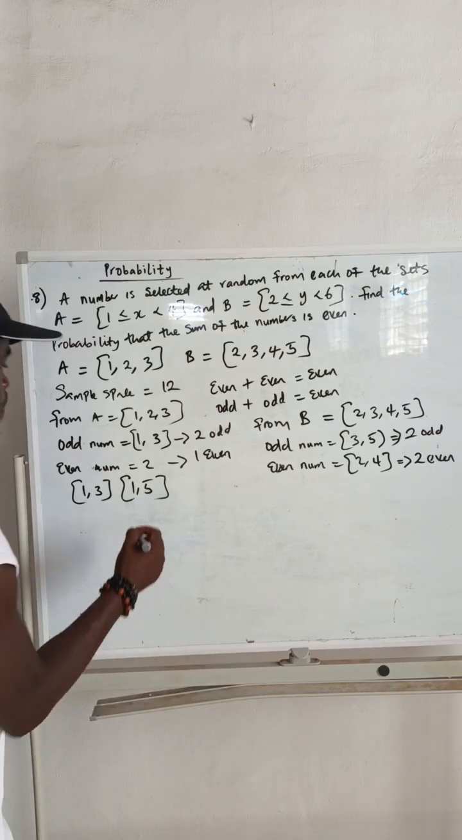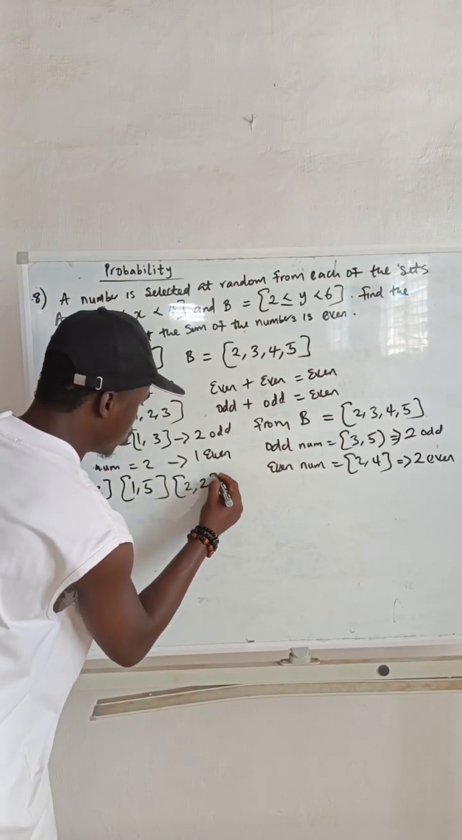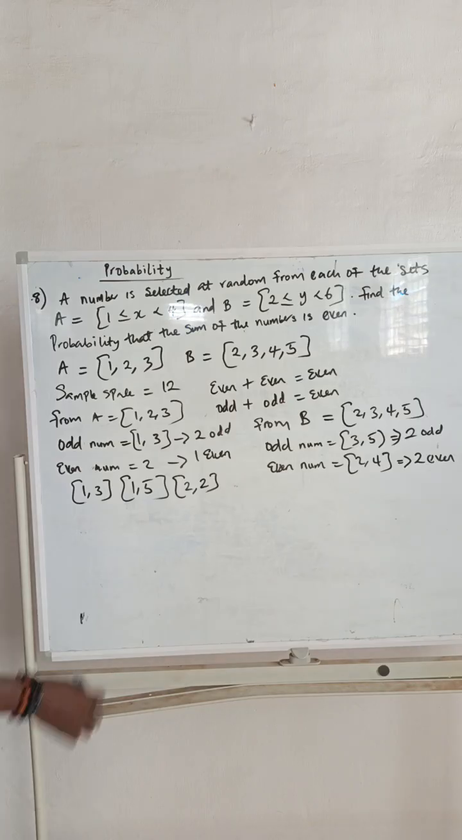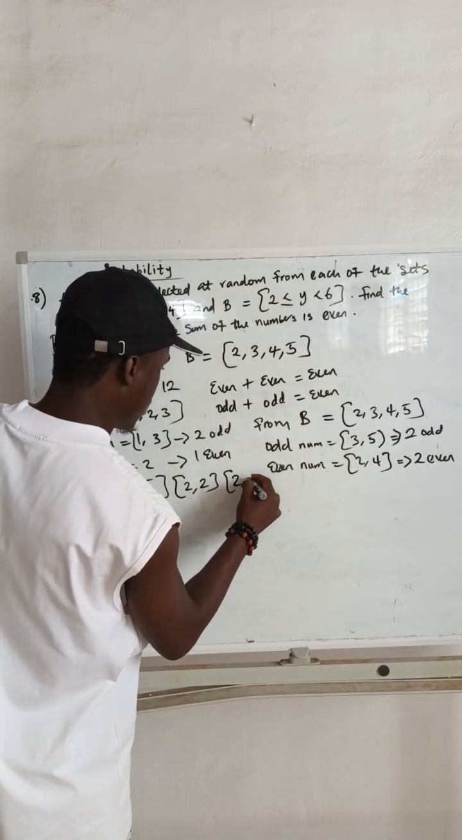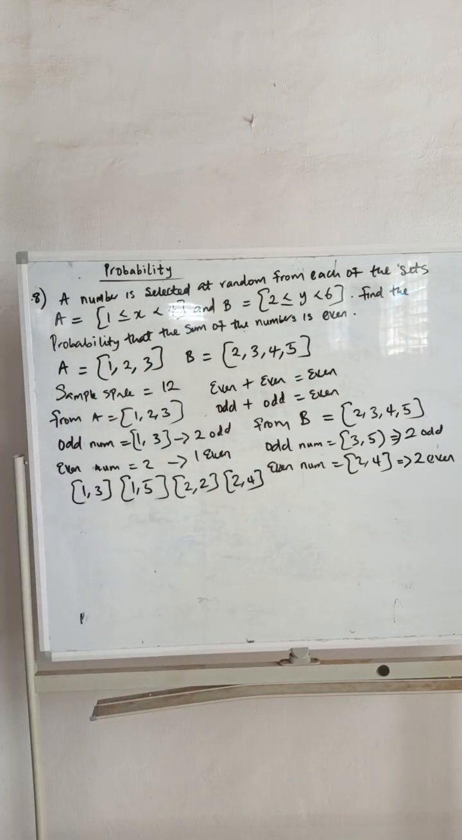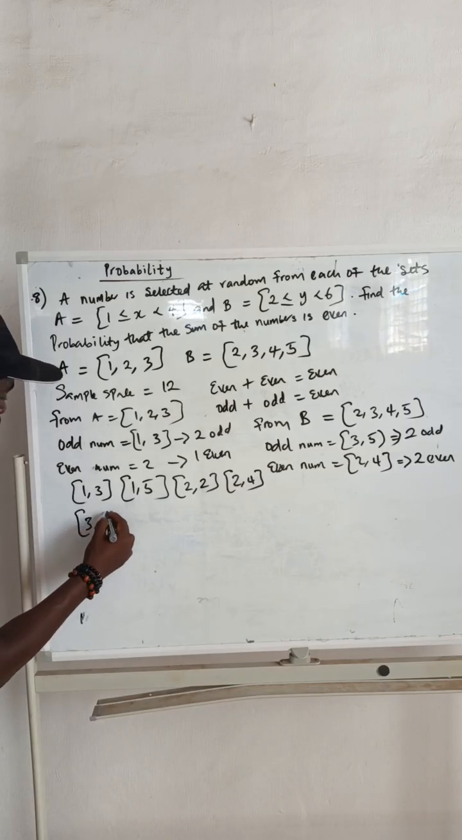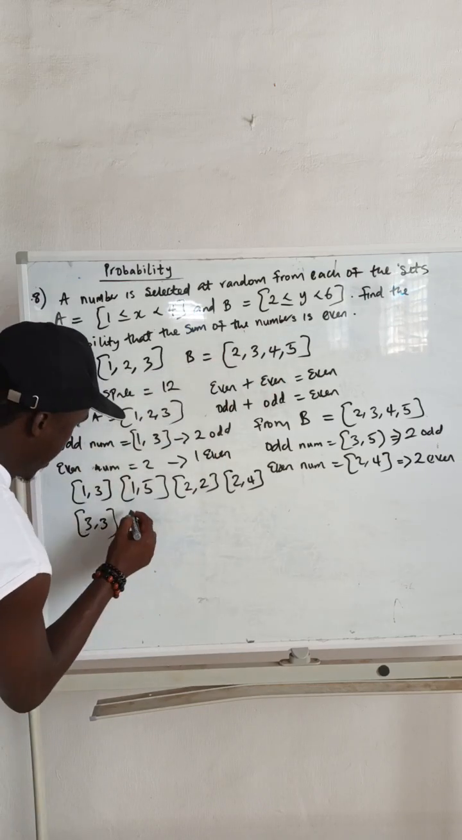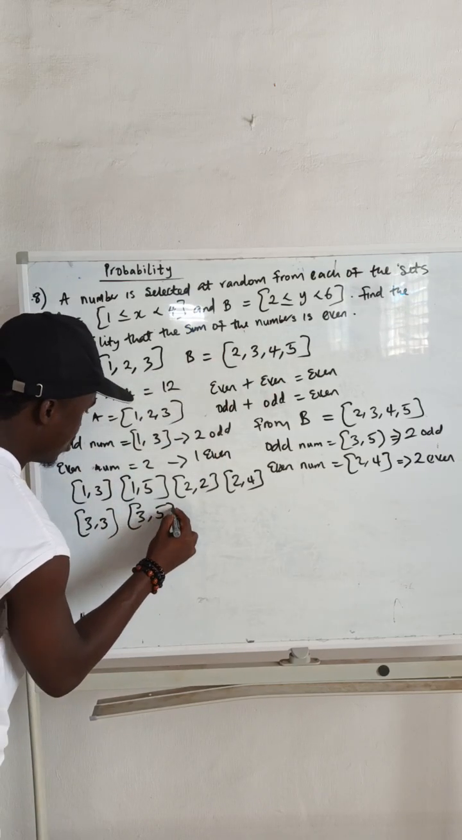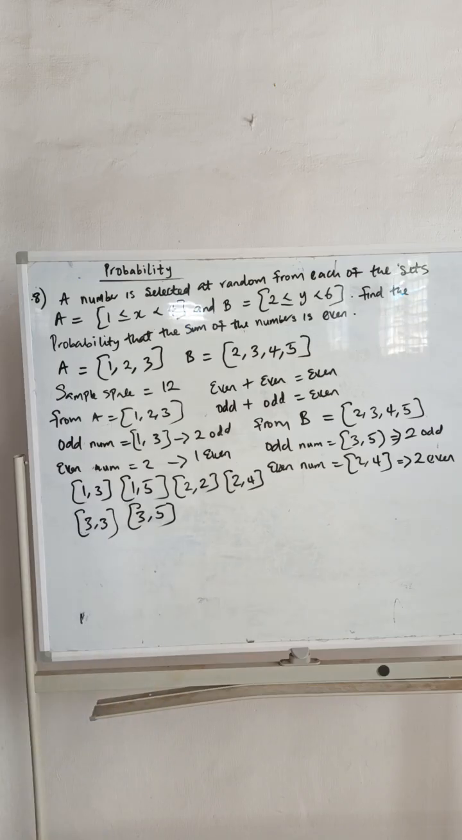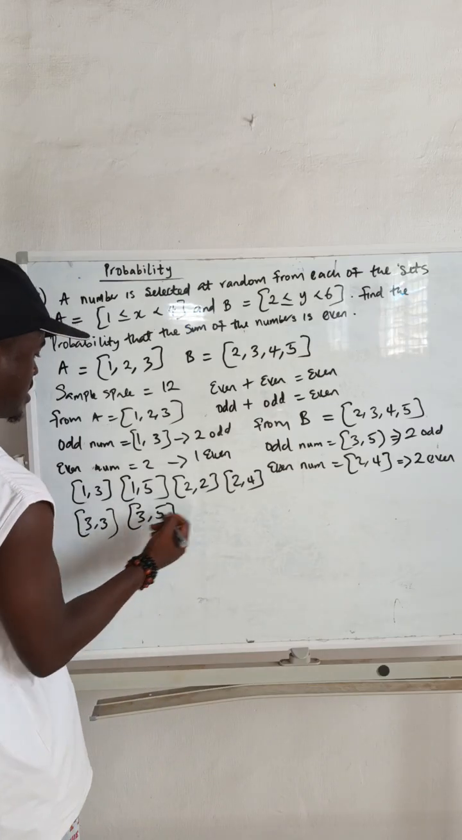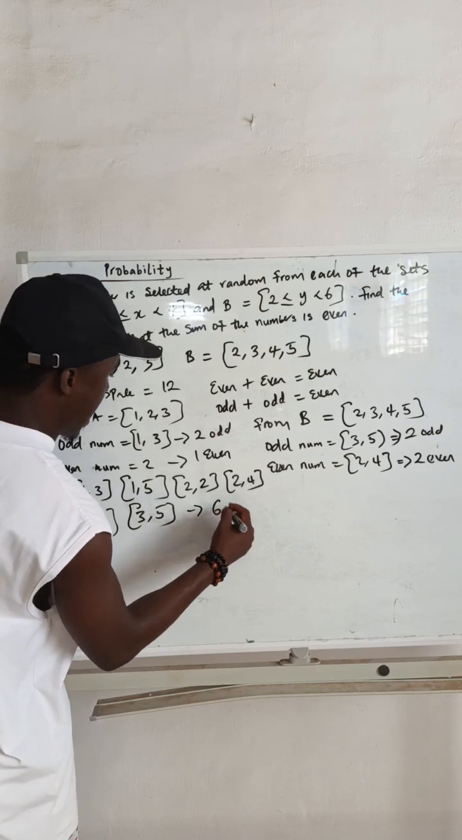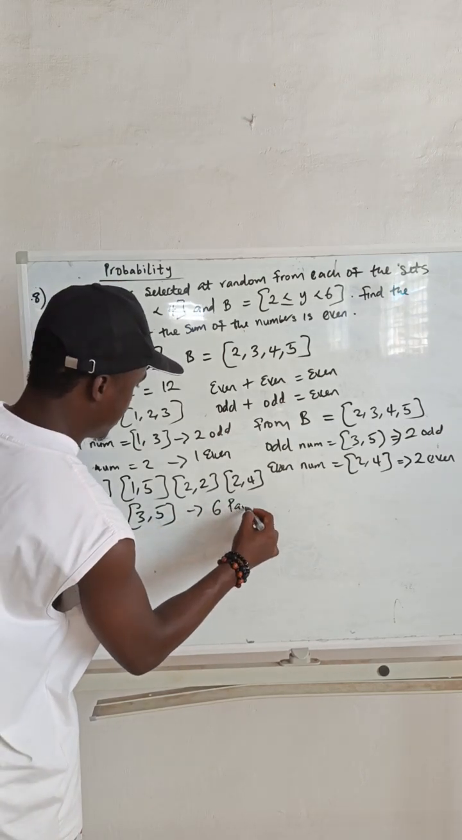Now, what else again? I can use 2 and 2. Yes. I can use 2 and 4. Yes. What can I use again? I can use 3 and 3, yes. And I can also use 3 and 5. So let's count everything together now and see what we are getting. 1, 2, 3, 4, 5, 6. So I have 6 pairs in total.